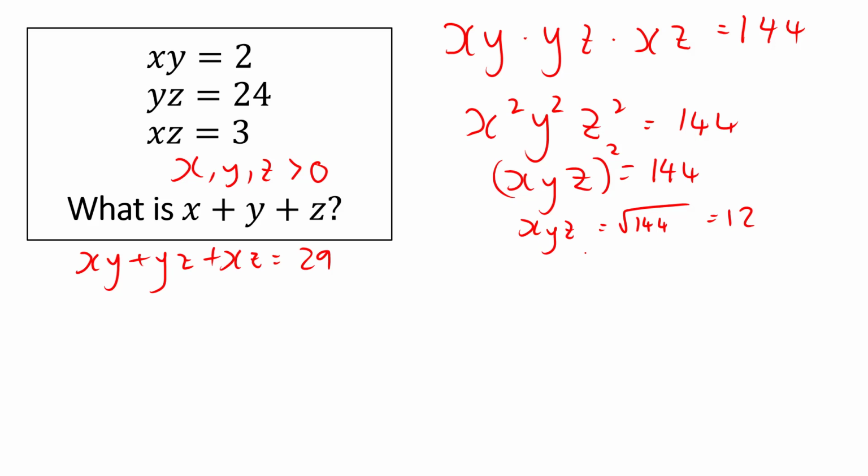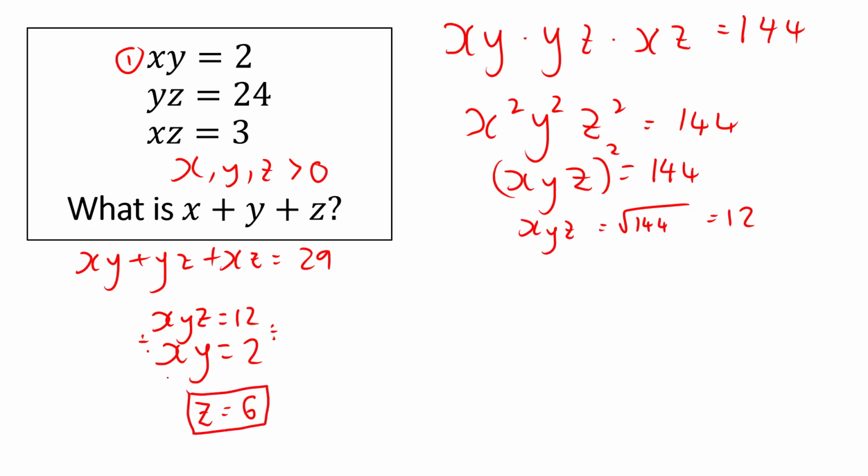Now, how can we use that? Well, let's look at equation 1. We have xy equals 2. But we also know that xyz is equal to 12. Which means that if we just divide these, we get that z, because the xy and the xy cancel, equals 12 divided by 2, which is 6. And that's our first variable.